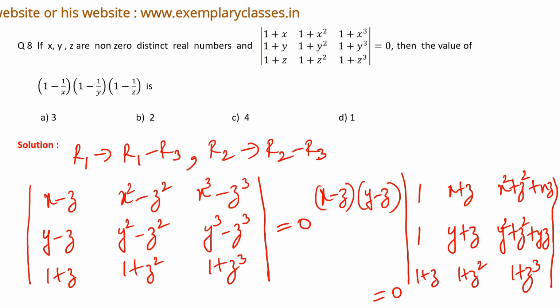In fact, we have to create 2 zeros so as to simplify the value of that determinant, because it's a 3 by 3 order determinant. So obviously, to make it simple, our target is to create 2 zeros in a particular row or column.